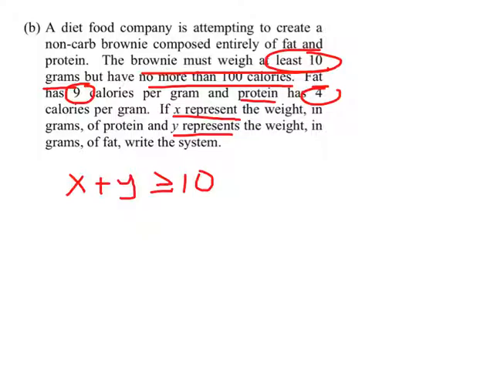The other part they said, though, is it has no more than 100 calories. Well, the calories were figured out, we said 9 per gram of fat and 4 per gram of protein. So you're doing the same type of thing here. You're going to deal with X plus Y again, and it can be no more than 100, so less than or equal to 100. And you know that the 9 for the grams of fat, which is your Y, goes there, and your 4 goes with your X, and you've done it. Once again, we've written the system of equations.